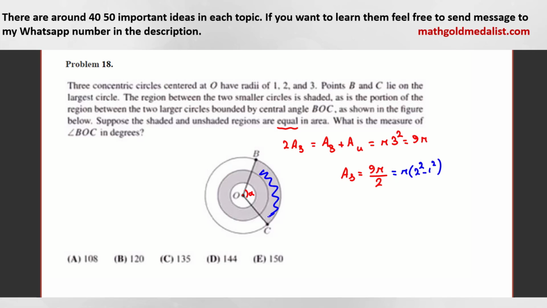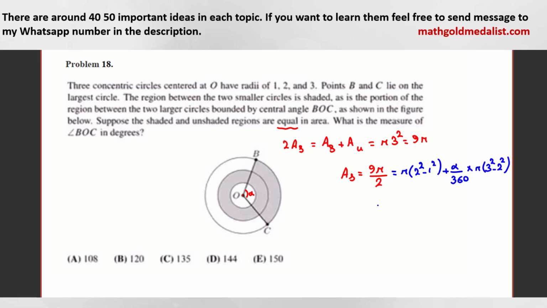Now, what is the area of this part? Again, you can say this area minus this area, but times alpha over 360 degrees, because we want to consider this portion. Times pi times this area, 3 squared minus 2 squared. Okay?